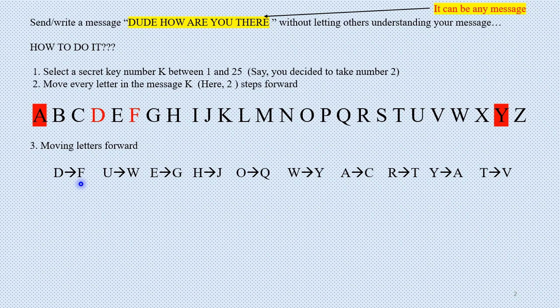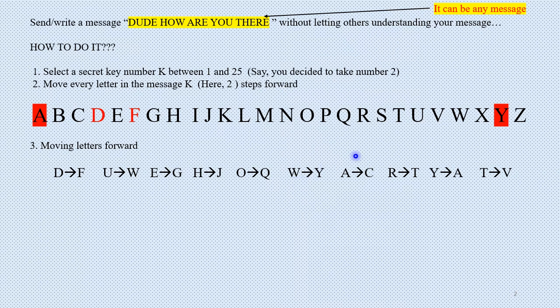Next, let's take another example. The next letter is U. Move U 2 times forward, so it's going to be V, W. So instead of U, you have to write W. Instead of E, you have to write F, G, so G is the answer. This procedure you have to repeat. If it is H, it is J. If it is O, moving 2 times forward, P, Q, Q is the answer. Instead of writing W, you have to write Y.